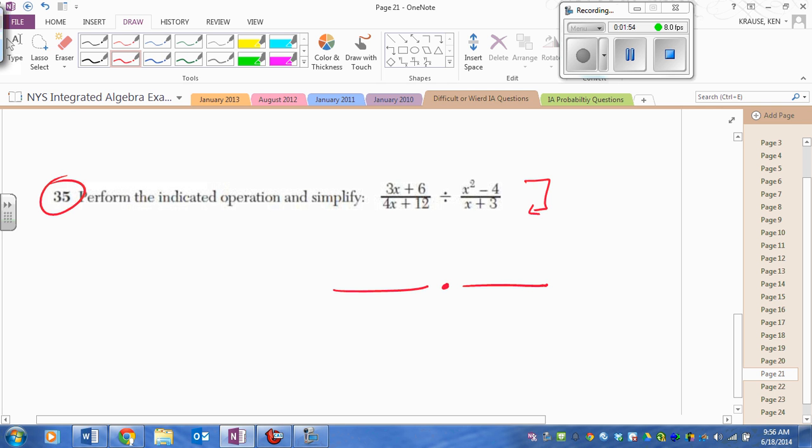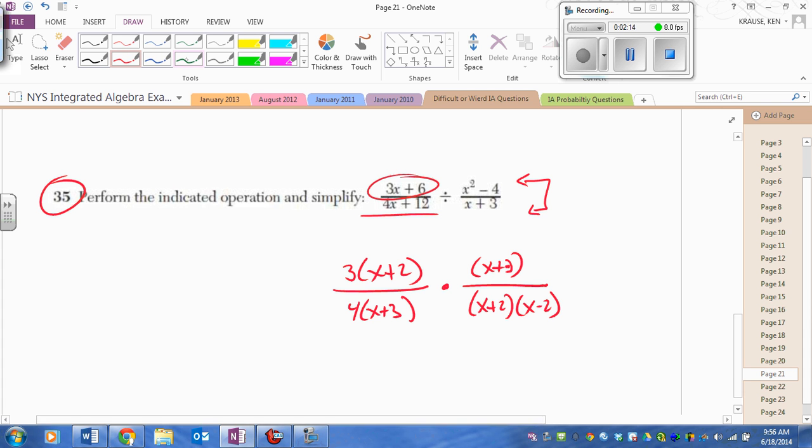This one needs to get flipped. Notice we're getting the multiplication problem, so we're going to put x plus 3 here. And this is x plus 2, x minus 2. This one I can take out of 4, x plus 3. And this one I can take out of 3, x plus 2. Change colors. The x plus 3 cancels and the x plus 2 cancels. So I'm left with, in the numerator, a 3. In the denominator, I'm left with a 4, x minus 2.